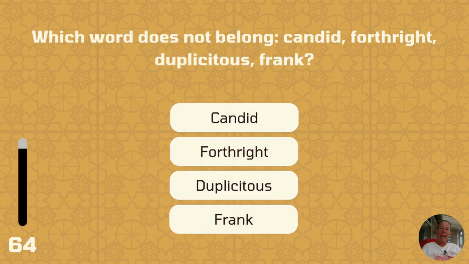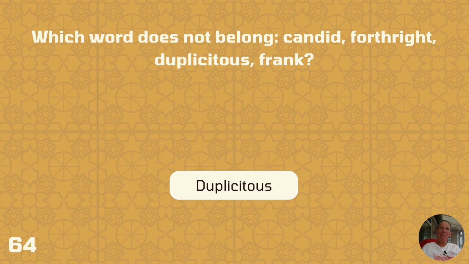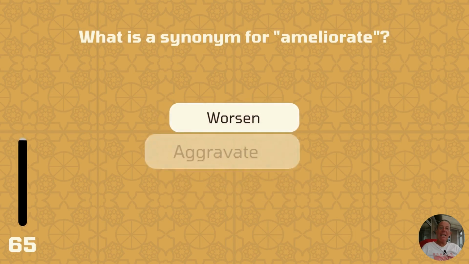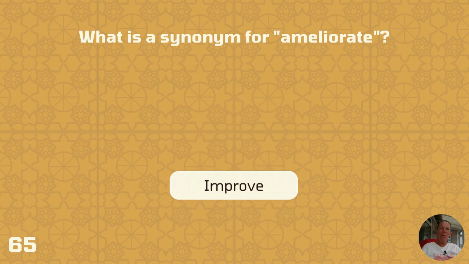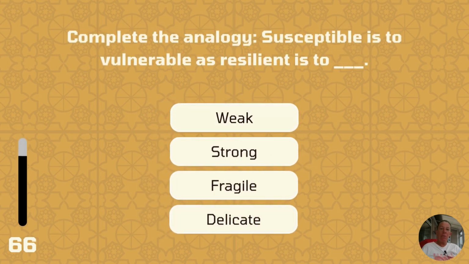Which word does not belong? Candid, forthright, duplicitous, or frank? Duplicitous. What is a synonym for ameliorate? Worsen, aggravate, improve, or deteriorate? Improve. Complete the analogy. Susceptible is to vulnerable, as resilient is to weak, strong, fragile, or delicate. Strong.